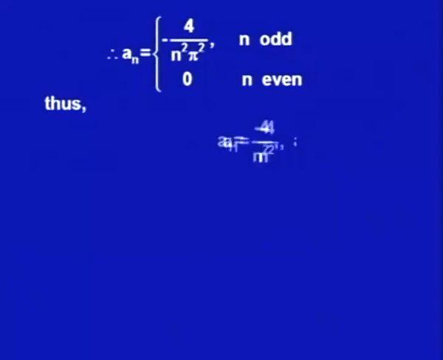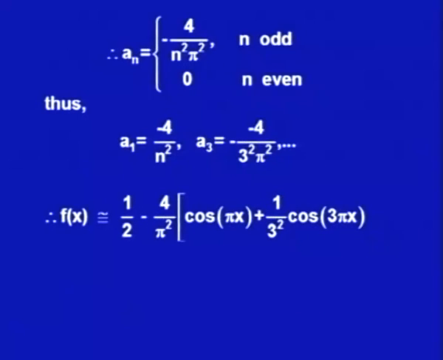So, what will be our Fourier series? a1 would be minus 4 upon pi square, a3 would be minus 4 upon 3 square pi square, and so on. a0 we have got as 1, and 4 upon pi square is common, so we are getting f(x) equals 4 upon pi square times cos pi x plus 1 by 3 square cos 3 pi x plus 1 upon 5 square cos 5 pi x and so on. This is the Fourier series.